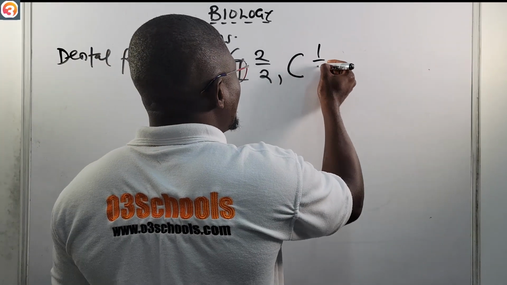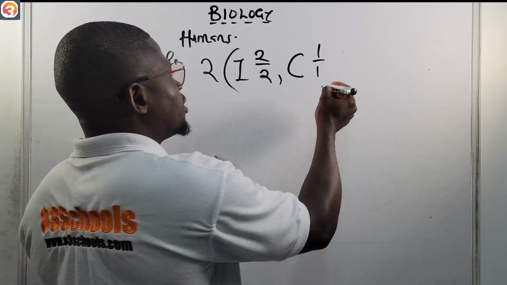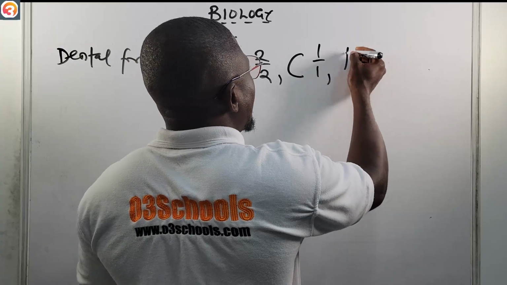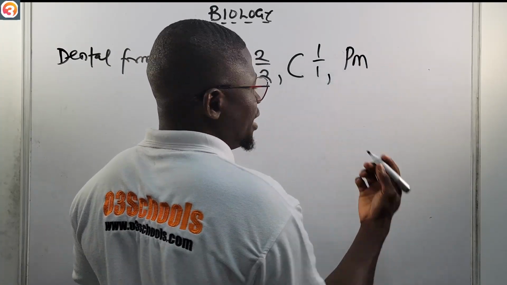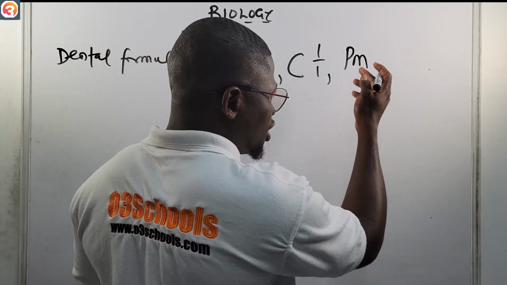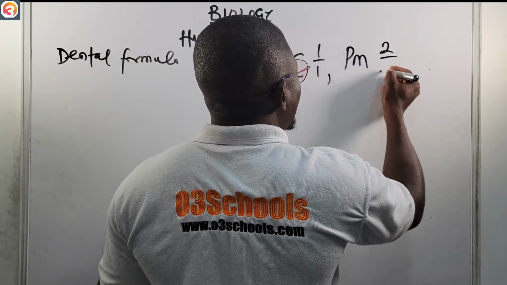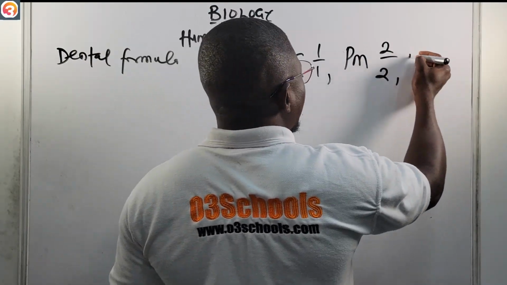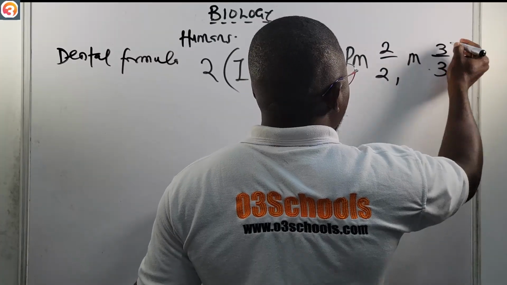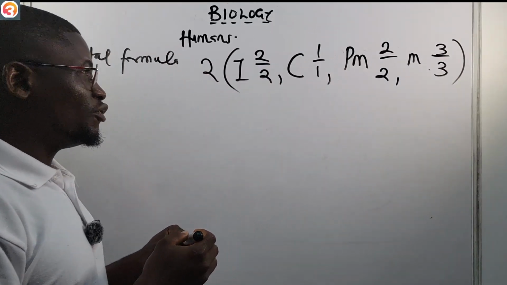You now say what? 1 over 1. Then the next one is what? Premolar. Okay, you now have what? That is PM or P. Okay, premolar, you can use P or PM. Then after the 2, 1, you now have 2 over 2. Then you now have your molars, which is 3 over 3. Okay, so this is the dental formula for what?